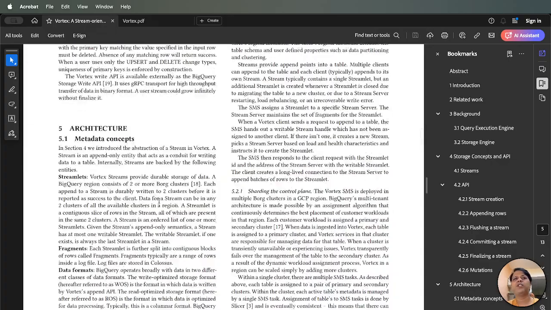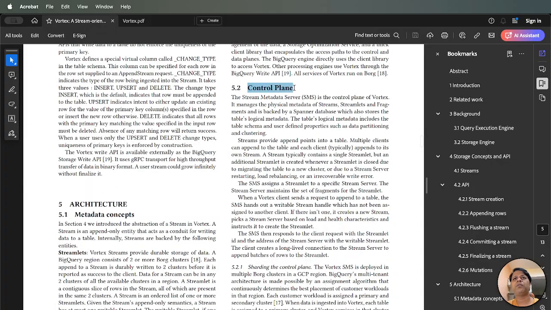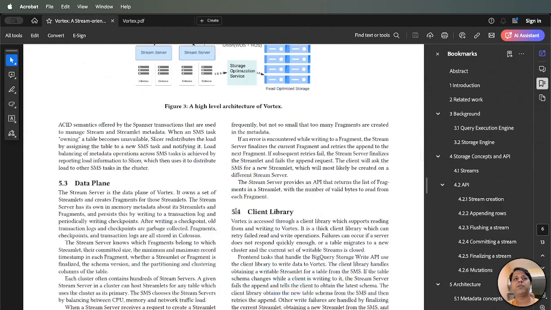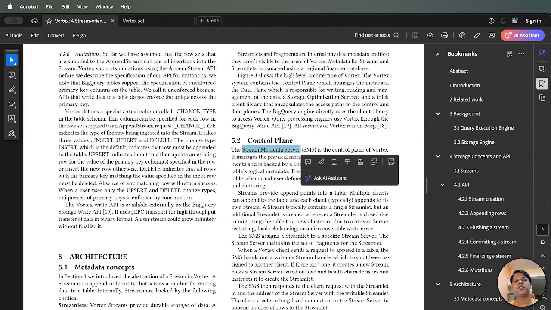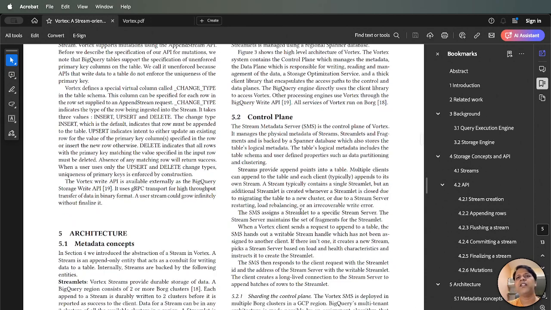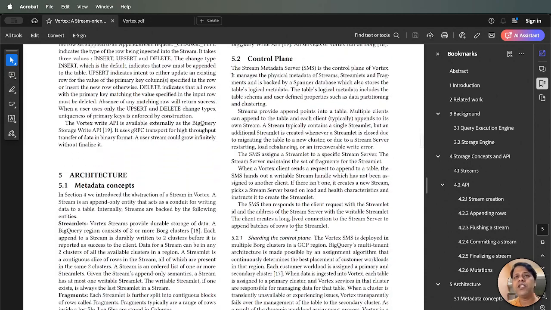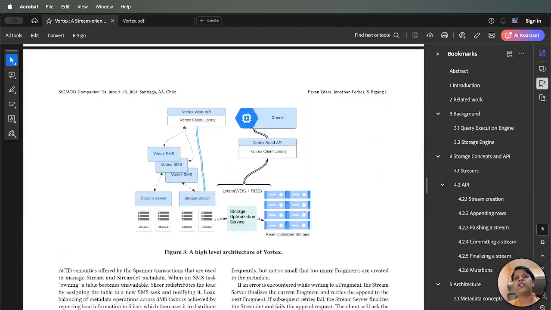There are two pieces to this architecture: the control plane, which coordinates all the processes, and the data plane. The control plane is handled through the stream metadata server. Whenever stream ingestion comes in through the write API, it comes to the stream metadata server first. There is a cluster of these services, so you can think of it as multiple instances of the same service handling writes to different places.